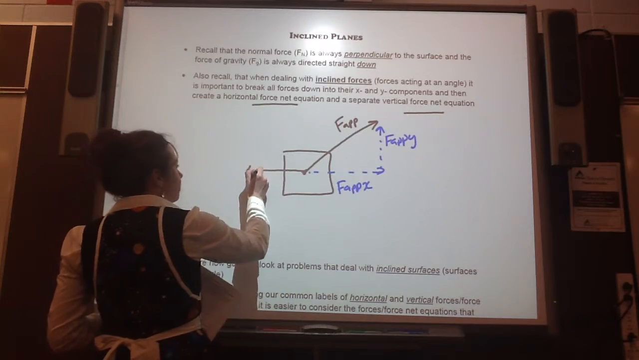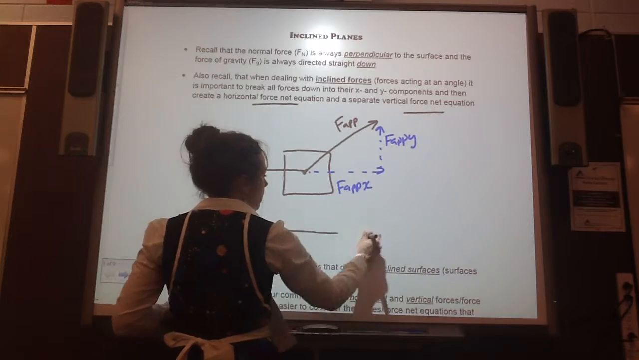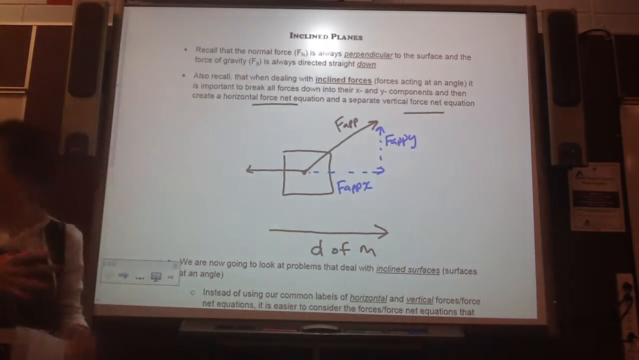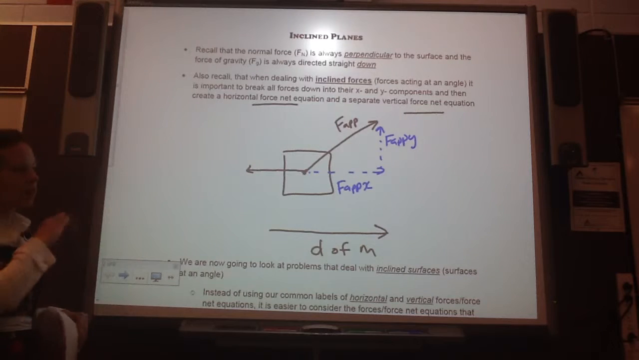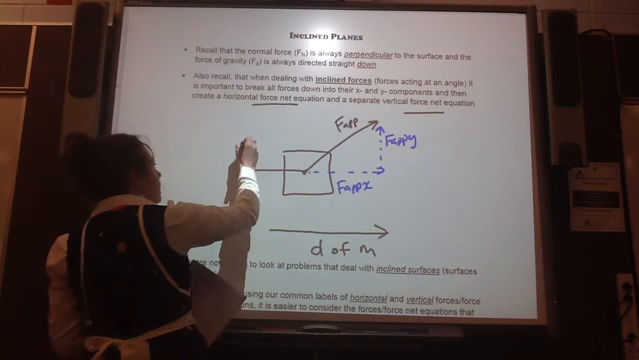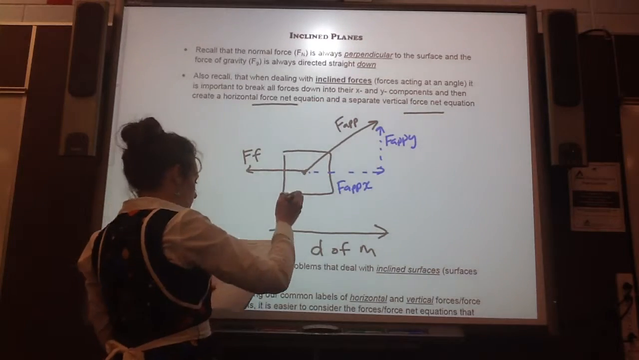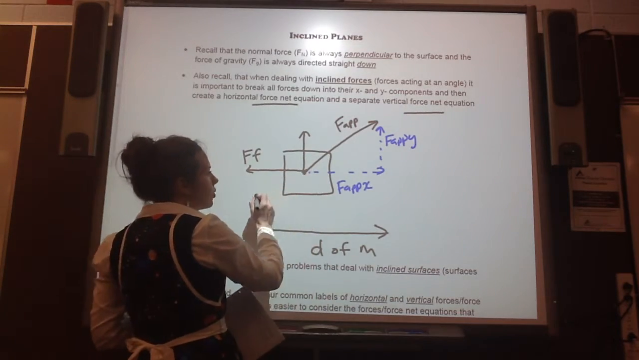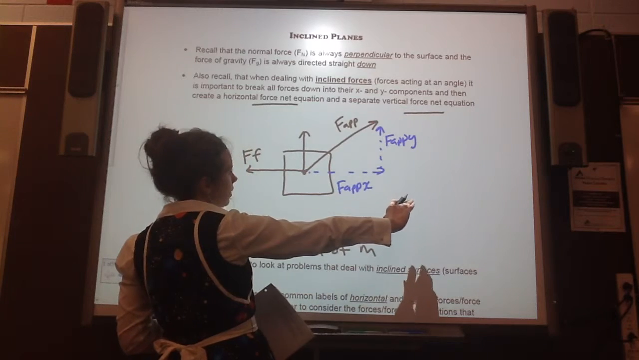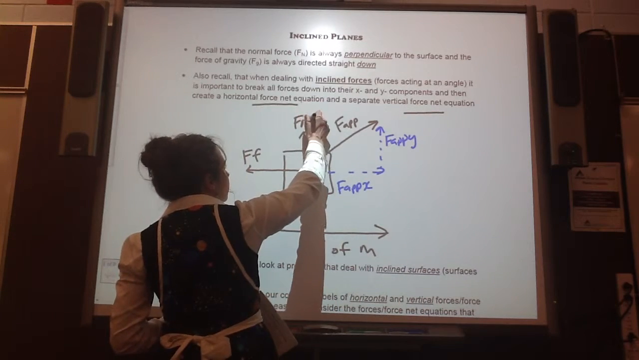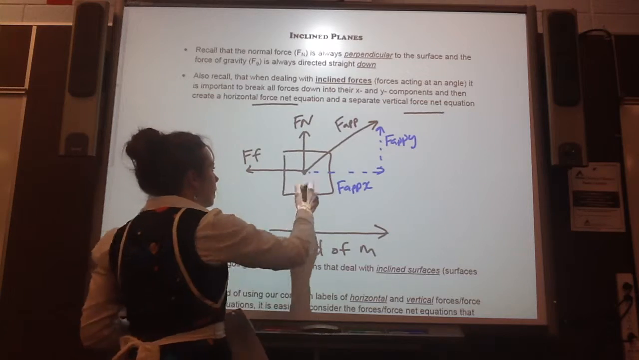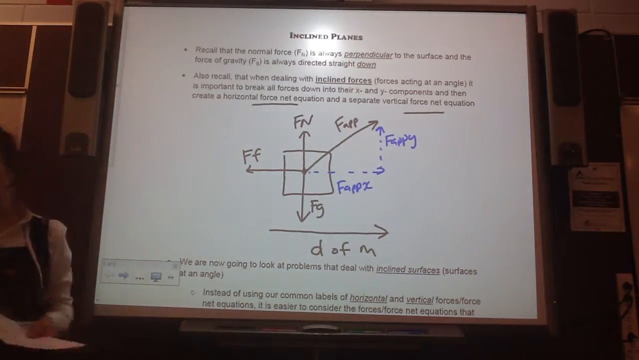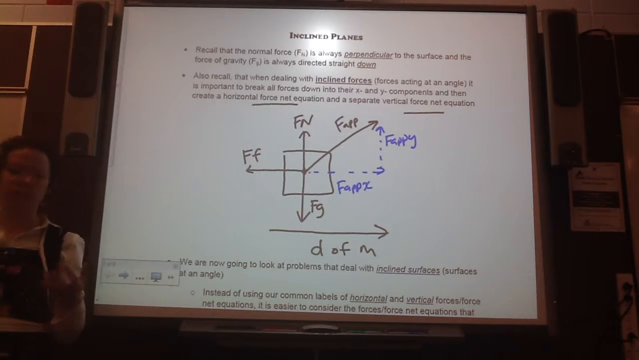Friction is always opposing the direction of movement. So here is DM for direction of motion. Always opposing the actual direction of motion is our Ff. The force perpendicular to a surface, so we're assuming this object is moving horizontally along a surface, is Fn, and we have our Fg. So that's just a recap of inclined forces.